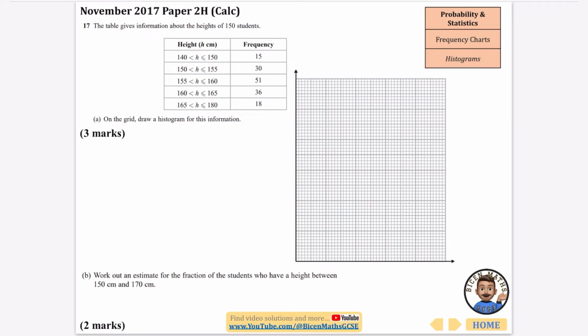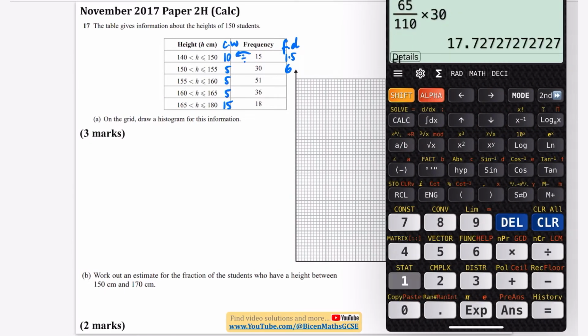Okay, we're going to draw a histogram for this one. So I'm going to do my class width, 140 to 150. That's a class width of 10, 5, 5, 5, and then 15. So our frequency density, remember it's that one divided by that one. So 15 divided by 10, that's 1.5. 30 divided by 5 is 6. 51 divided by 5 is going to be 10.2. And then we're going to do 36 divided by 5.